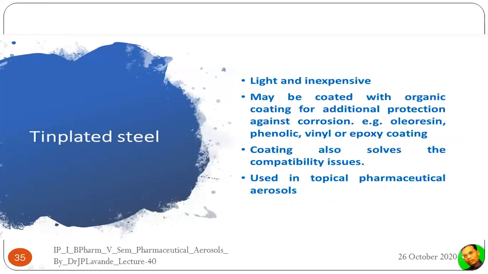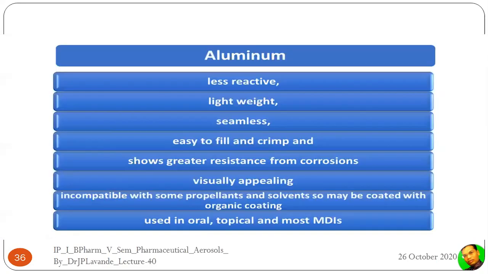If we see the use of tin plated steel, they are light and inexpensive. They may be coated with an organic coating for additional protection against corrosion, like the use of oleoresin, phenolic compounds, vinyl compounds, epoxy coatings. The coating will also solve the compatibility issues. Sometimes the product may not be compatible with the tin plated steel, but if there is a coating, this issue is going to be solved. This will be used in the topical pharmaceutical aerosols. Tin plated steel is widely used in case of the topical preparations.